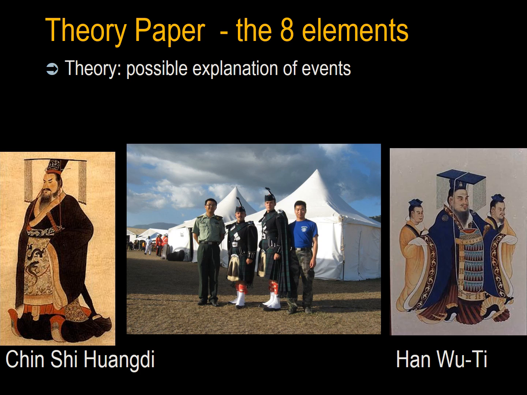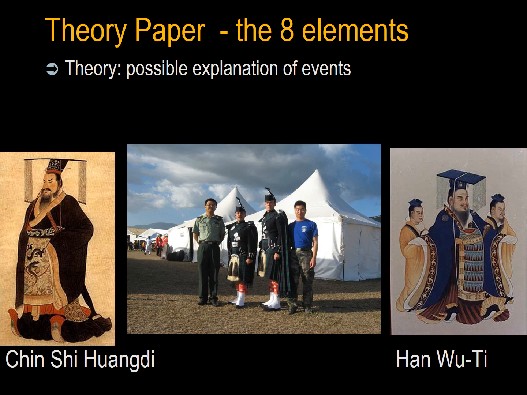So, a theory. A theory is a possible explanation of events. And it's important because it's going to provide the eight elements of a theory applied in your paper. And so you're going to go and apply all of these eight elements that we're going to look at in your paper.